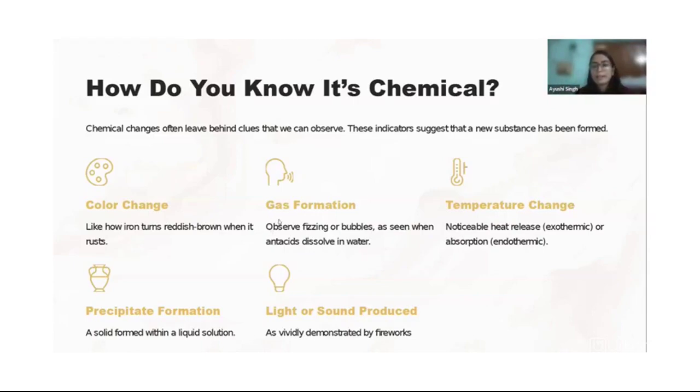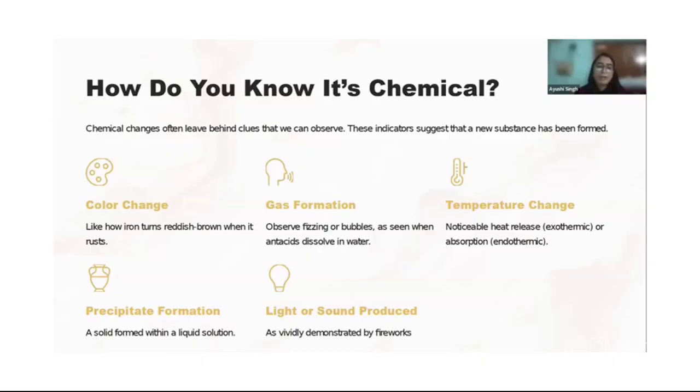Then gas formation. Sometimes gas is also formed. When you see an antacid dissolve in water, if you see that experiment, bubbles will be formed, and those bubbles show that gas is formed. Now coming to temperature change. You will see that either the temperature drops or the temperature rises. So there will be either heat release or heat absorption. All these are signs that it can be a chemical change.